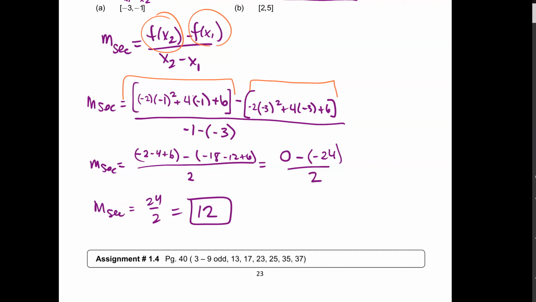Do you guys feel confident in this? Do you want to do the second example? No? Okay, it's literally just using the slope equation. You just have to find the y value for each of your x's. Okay, so now that we've done this, we can go through the practice test.